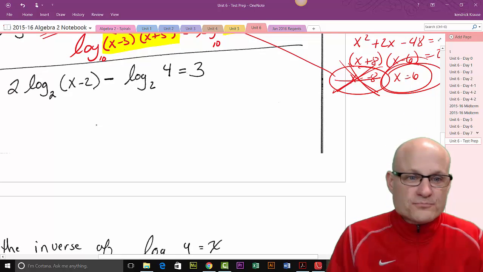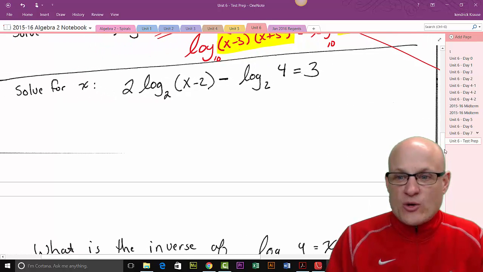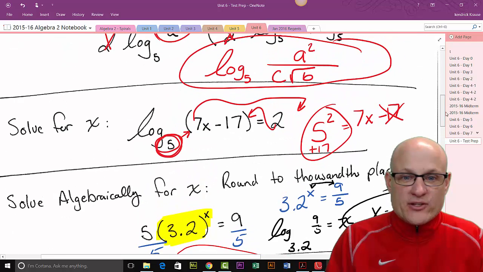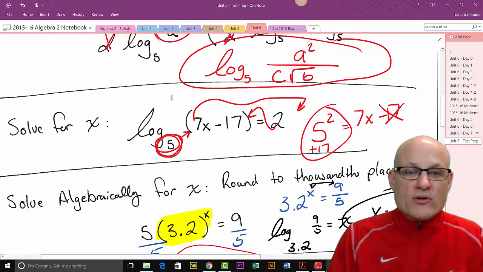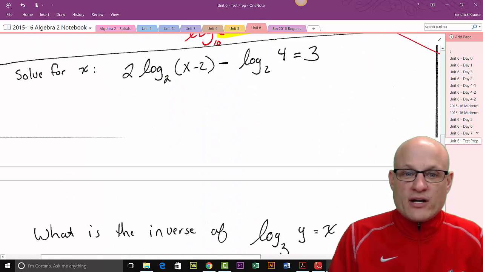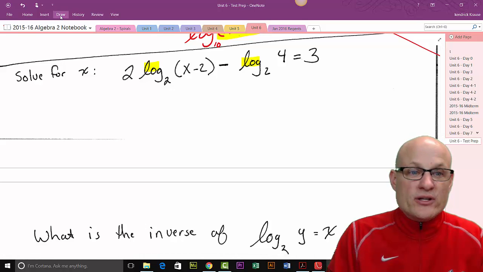All right. So I want to solve for x. Now this question's not as easy as this one here, because this one already had log by itself. Down here, I've got 2 logs. I got a log here and I got a log here. So the first thing I got to do is condense these suckers. So I'm going to condense them.